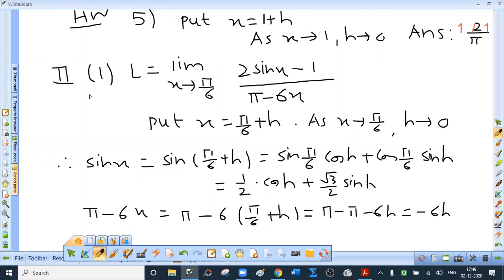Now the second part, first one. Let L be the limit as x tends to pi by 6 of (2 sin x minus 1) upon (pi minus 6x). Put x equal to pi by 6 plus h. As x tends to pi by 6, h will tend to 0, right? So sin x becomes sin of pi by 6 plus h. What is sine of alpha plus beta? Sin alpha cos beta plus cos alpha sin beta. We get this because sin 30 is half and cos 30 is root 3 by 2. The denominator on simplification is minus 6h. Right.